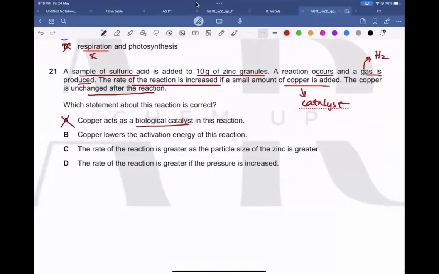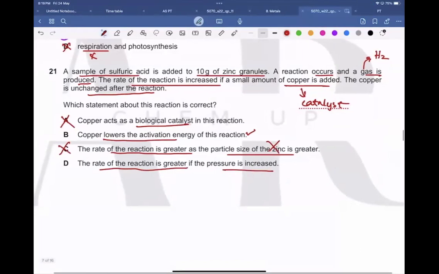So it can't be a biological catalyst, okay? Now, copper lowers the activation energy of this reaction. Yeah, that's what catalysts do. The rate of reaction is greater as the particle size of zinc is greater. No, if the particle size increases, the rate of reaction gets slower. So C is wrong. The rate of reaction is greater if pressure is increased. There is no gas reactant, so there would be no increase in rate on increasing the pressure. So C and D go wrong as well, and B is the correct answer. Is this understandable to all of you?